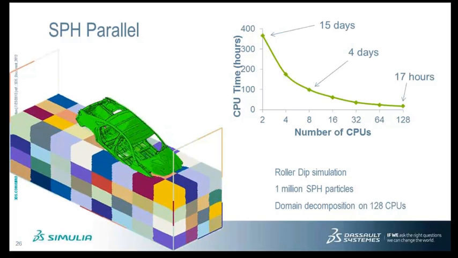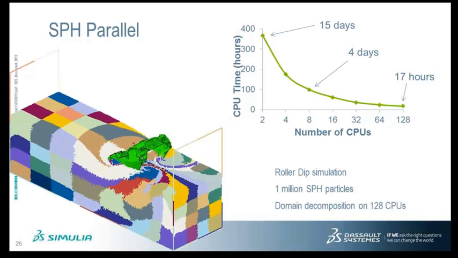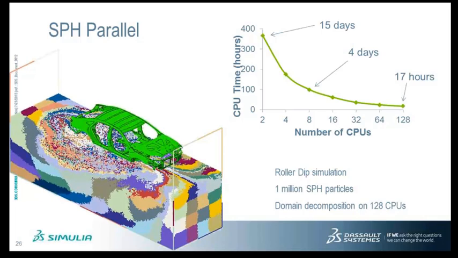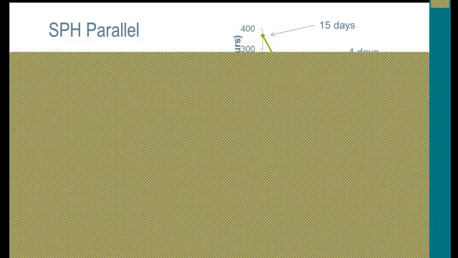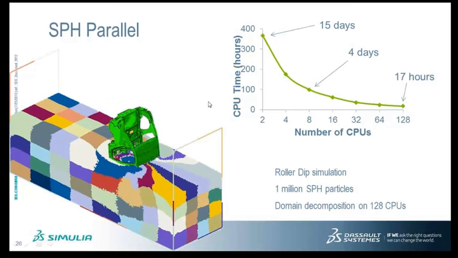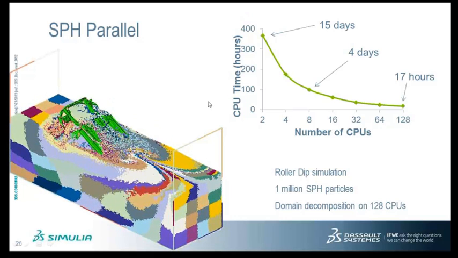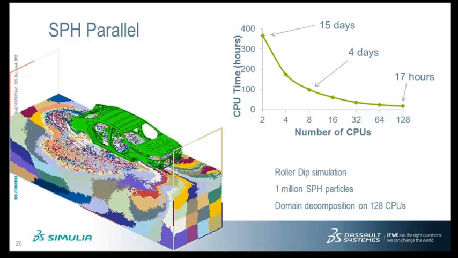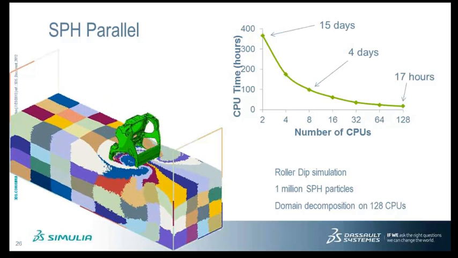The domain decomposition is not static; it's fully dynamic. So as the analysis continues, we continually rebalance the processors to try to optimize the performance. And then you can see on the graph there, it's showing the speed up. So on 2 CPUs, this analysis took about 15 days, and if you ran it on 128 processors, it gets done in about 17 hours. So it's a very good speed up, very, very good speed up on processors.